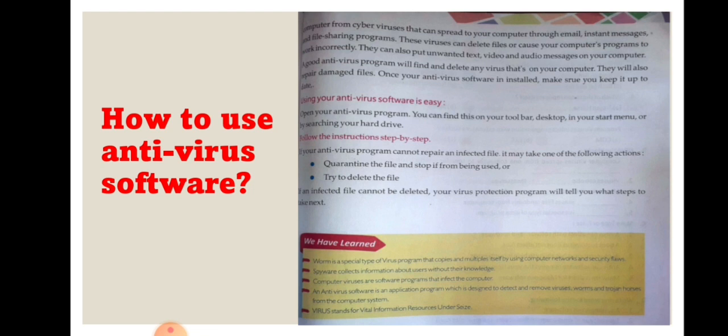So what did we learn for the entire chapter? A worm is a special type of virus program that copies and multiplies itself by using computer networks and security flaws. Spyware collects information about users without their knowledge. Computer viruses are software programs that infect the computer. An antivirus software is an application program which is designed to detect and remove viruses, worms, and Trojan horses from the computer system. So again, it's necessary to purchase antivirus software to protect our computers.